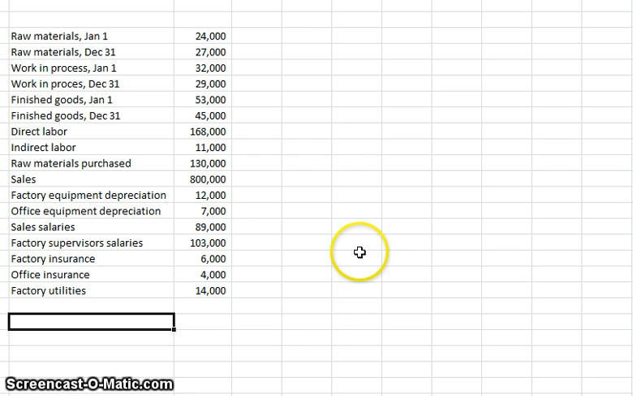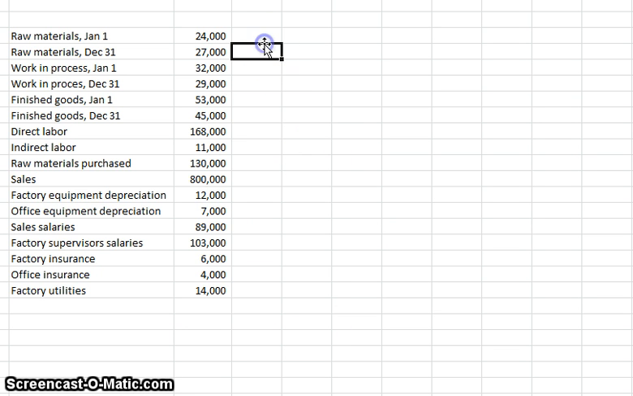So here's the data that we were given. Okay, we've got raw materials inventory, work in process inventory, finished goods inventory, direct labor, indirect labor, raw materials purchased, sales, factory equipment depreciation, office equipment depreciation, sales salaries, factory supervisors' salaries, factory insurance, office insurance, and factory utilities. Again, if you watch that segment, then you should be familiar with these as we've already worked with them. We calculated cost of goods manufactured.